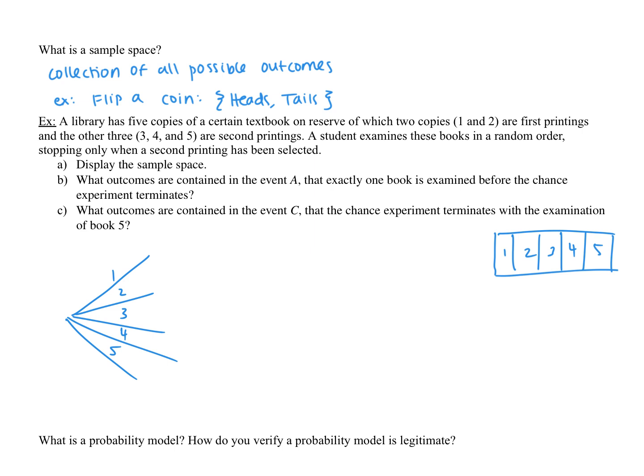Okay, so now it says, the student examines the books in a random order, stopping only when a second printing has been selected. If the student chooses book 1 off the shelf, is the student going to choose again? Yes, because book 1 is a first printing. Now, they've chosen book 1 off the shelf already, so now the only options are 2, 3, 4, and 5.